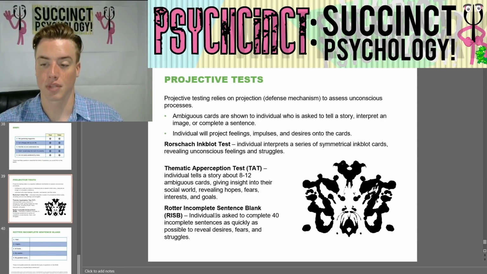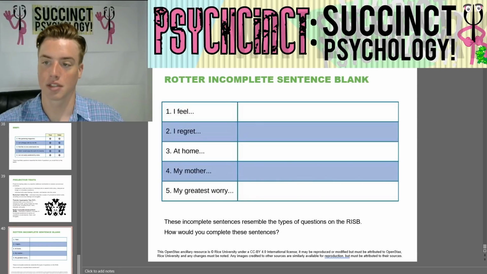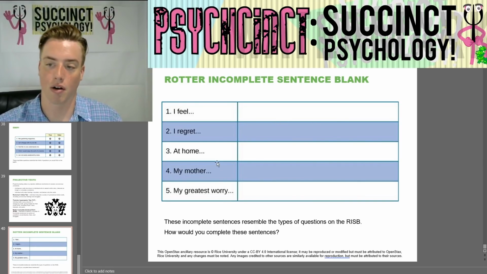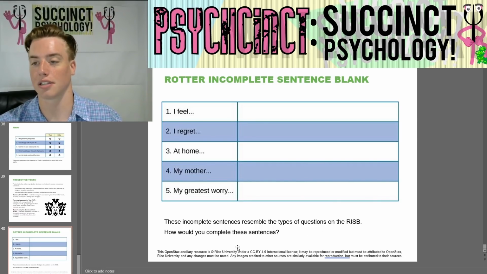Then you have the Rotter Incomplete Sentence Blank, or the RISB. An individual is asked to complete 40 incomplete sentences as quickly as possible to reveal desires, fears, and struggles. So, for example: I feel blank, I regret blank, at home blank, my mother blank. These incomplete sentences resemble the types of questions on the RISB. How would you complete these sentences?